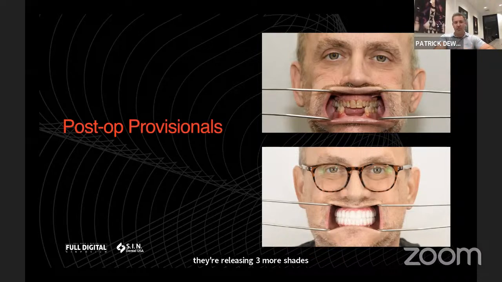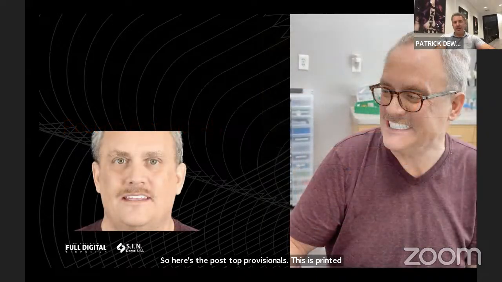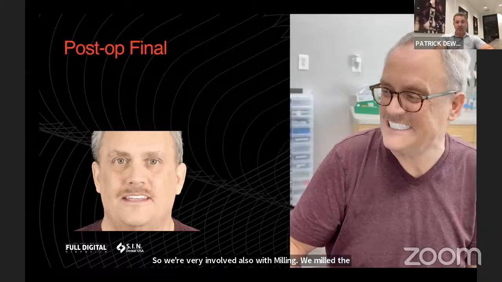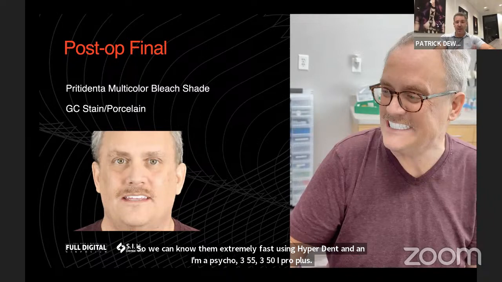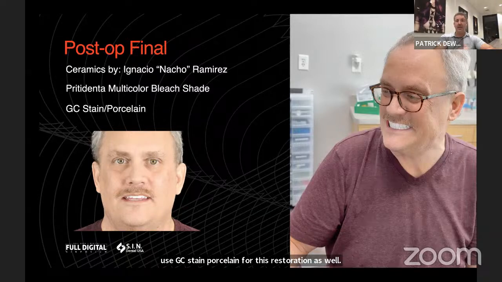So here's the post-op provisionals. This is printed with Onyx bleach resin. On the finals, on this case, again, we have that 360, so we're very involved also with milling. We milled these zirconia restorations at a Pretty Denta bleach. I think the milling time is around 1 hour and 45 minutes, so we can mill them extremely fast using Hyperdent and an IMSI Core 350i Pro Plus. So this is Pretty Denta multicolor bleach. They also use GC stained porcelain for this restoration as well. It was Ignacio with Dr. Sheth who did the restoration.